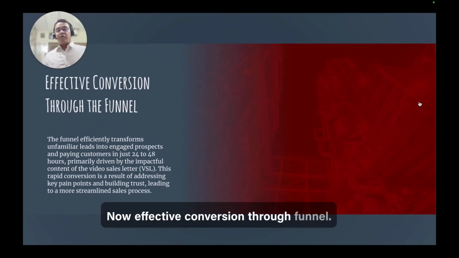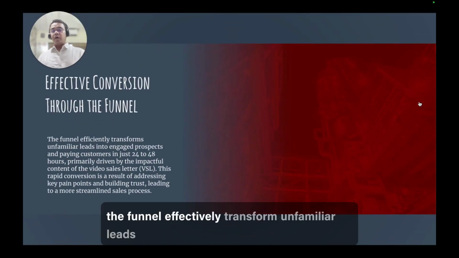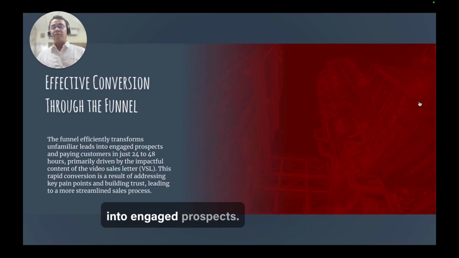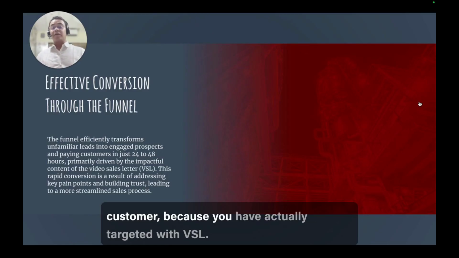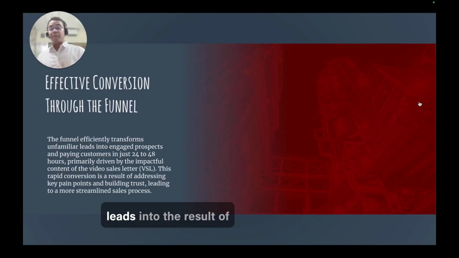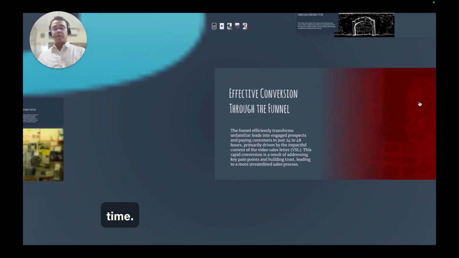Now, effective conversion through the funnel. The funnel effectively transforms unfamiliar leads into engaged prospects, and it's very important that it turns them into paying customers in just 24 to 48 hours. It can help you build that equation with the customer, because you have actually targeted with a VSL, and this rapid conversion addresses the key pain points and ultimately builds trust, so that the customer can be retained for sustained and repeated business over a period of time.